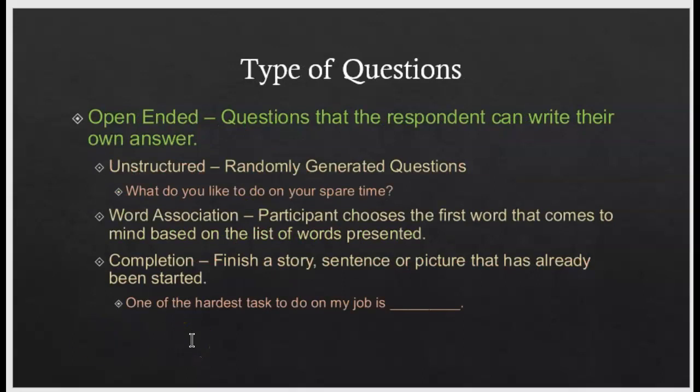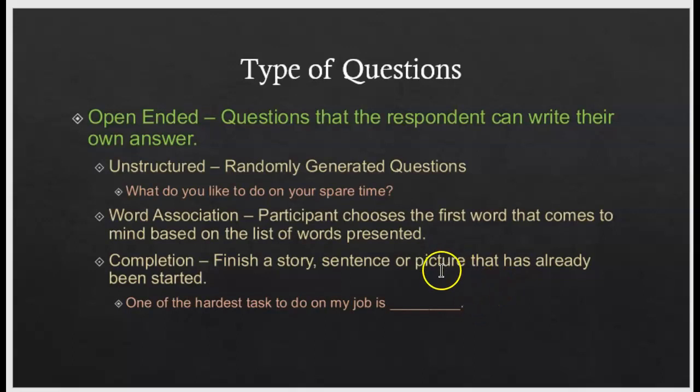You also have open-ended questions. Open-ended questions are questions where the respondent can write their own answer. So these are usually short answer, or they could be essay-sized answers depending on the question you're asking. They tend to be unstructured. They want to generate longer responses, like what do you do in your spare time? It could also be based on word association or completion. So finish the story, or describe this picture that I'm showing you, or one of the hardest tasks on your job is, and then describe that task in more detail.